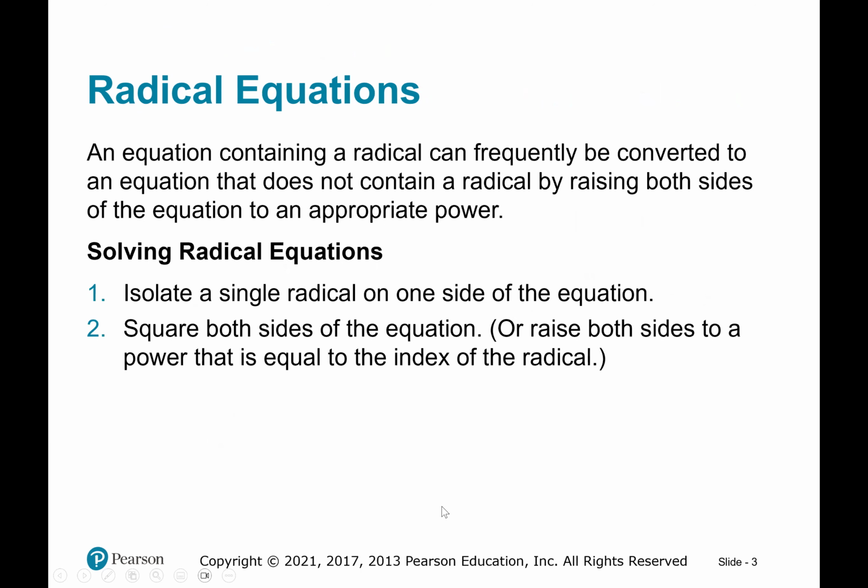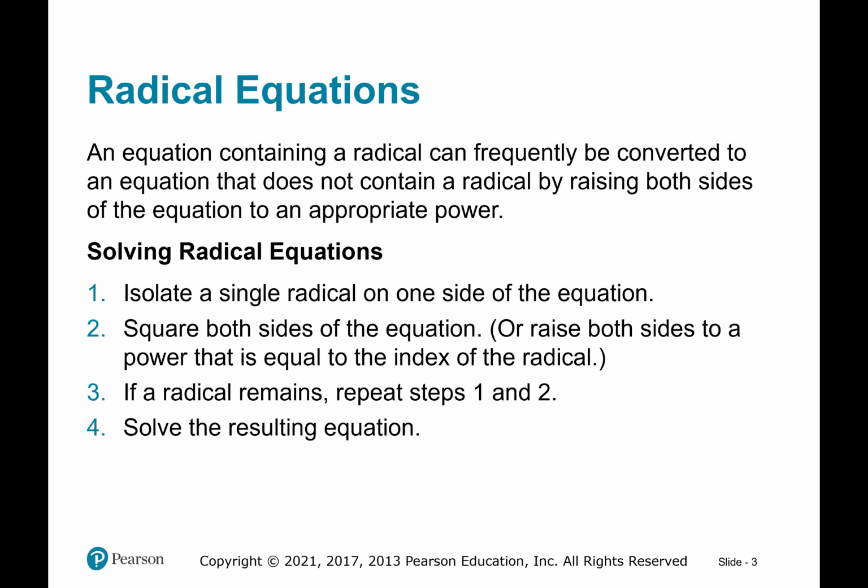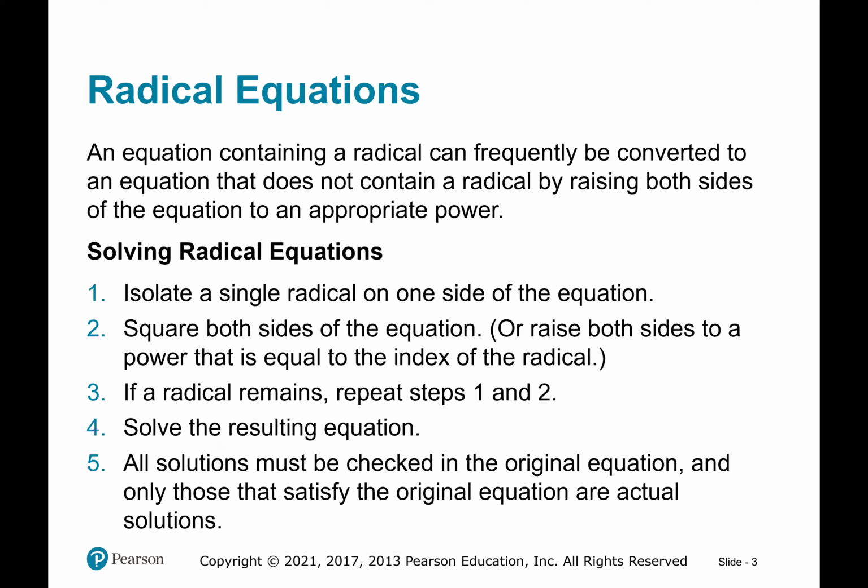To solve a radical equation, you isolate a single radical on one side of the equation, then square both sides, or raise it to whatever the index is. If you've got a cube root, you cube it. If it's a fourth root, you raise it to the fourth power. If a radical remains, repeat steps 1 and 2. Now, if a radical remains, you're going to graph it, by the way. Solve the resulting equation. And then check your solutions.